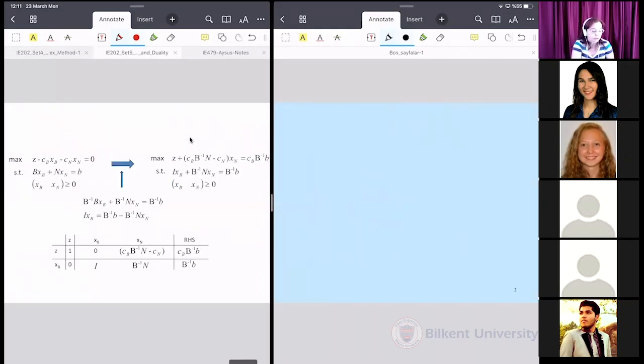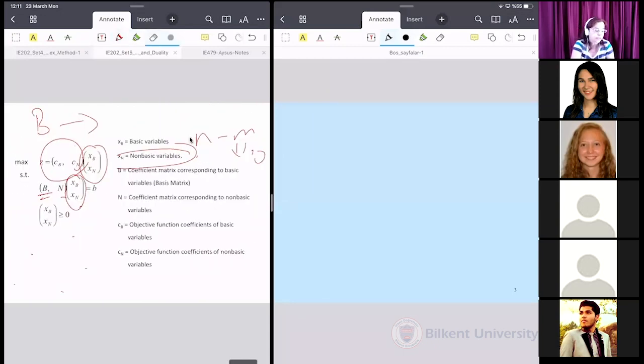So let's see what's written here. This is my original problem, right? This is my row 0: z minus cx equals 0. Z minus cx equals 0. BxB plus NxN equals b, with xB, xN non-negative, because this is the same.